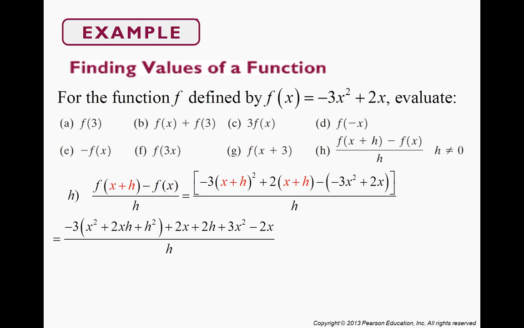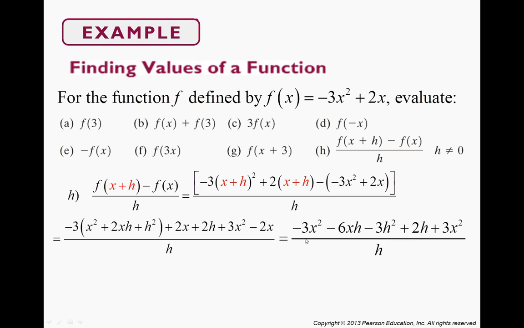So this gets to be x squared plus 2xh plus h squared. That's what you get when you multiply x plus h times x plus h. And then the negative 3 is multiplied by that whole thing. I'm going to distribute out the 2 to get 2x plus 2h. And then it's minus, so I'm going to distribute out this negative to these guys. Minus a negative is plus. Minus a positive is minus. And now I'm going to distribute the 3, combine like terms, and then divide everything by h.